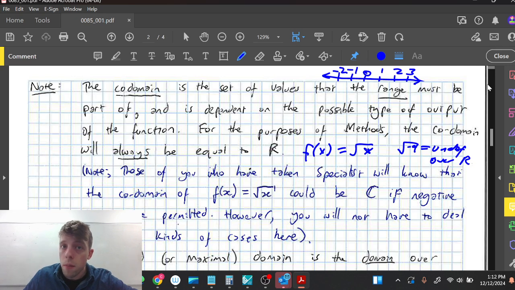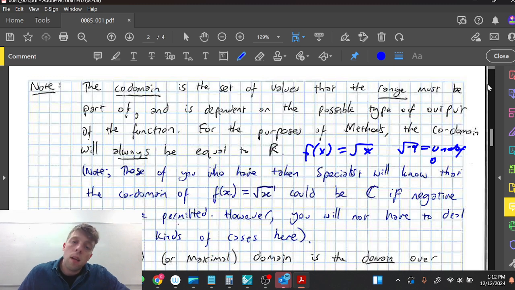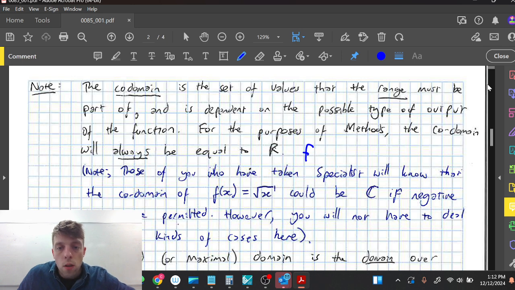But there are numbers that don't lie on the number line that satisfy this relationship, and they're called complex numbers. You don't need to worry about them here, but if you were to take specialist maths, you might see equations written like this. You might see them written like, let's say, f of all of the real numbers.